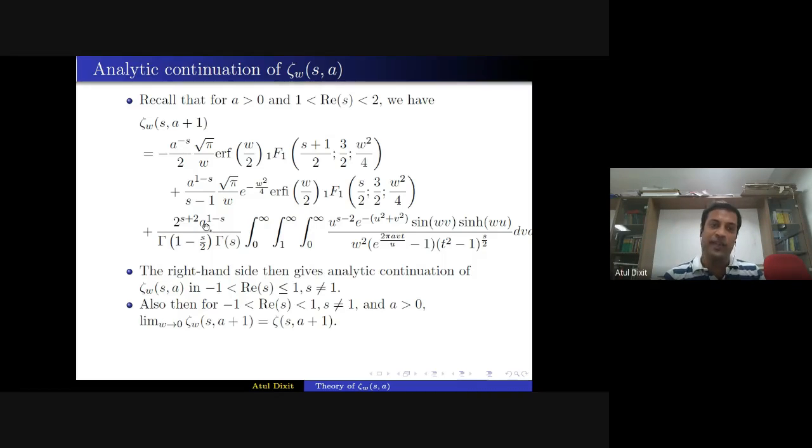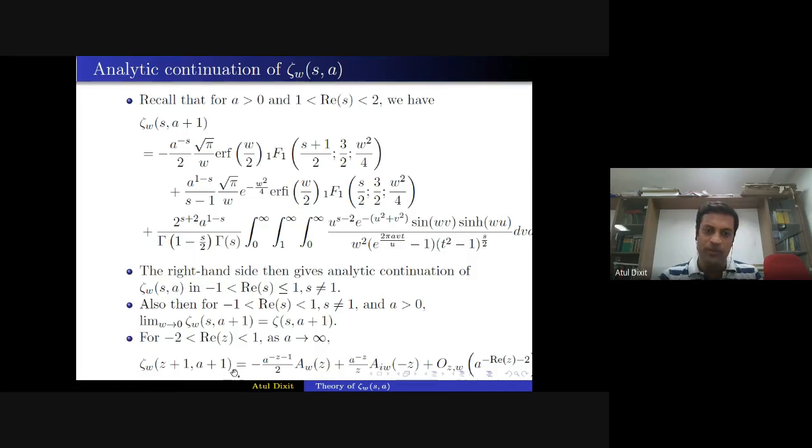And then just because I have defined it to be zeta sub w of s comma a to be equal to this, and because this right-hand side actually reduces to the right-hand side of Hermite's formula when w tends to 0, I get this result, that even in this extended region, the zeta sub w reduces to Hermite's zeta function when w tends to 0.